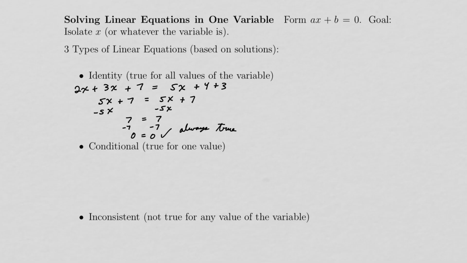So let me write that here. Any x will make the original equation true. Okay, so that's called an identity. These special cases aren't going to come up too often. Actually, the next classification, conditional, which means the linear equation will be true for one value of the variable.